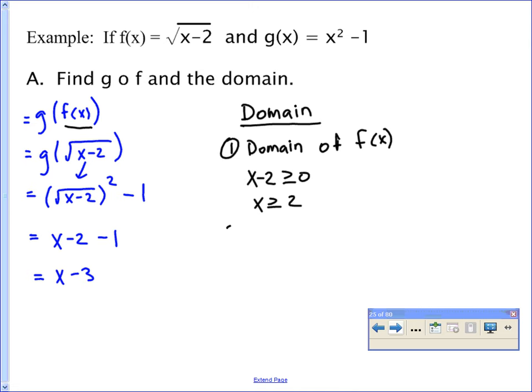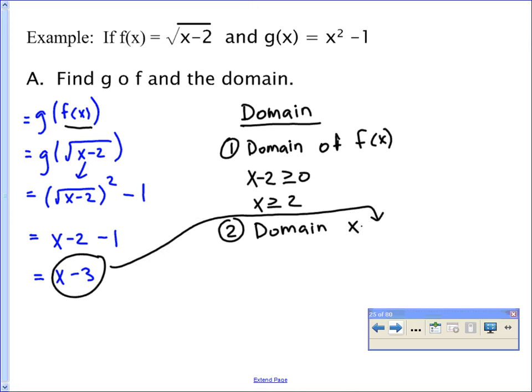All right. The next thing I'm going to do is find the domain of my simplified composite function, which is going to be this guy. Okay, the domain of x minus 3. I don't have any variables in the denominator. I don't have any variables in the radicand. So in this case, it is going to be all real numbers.